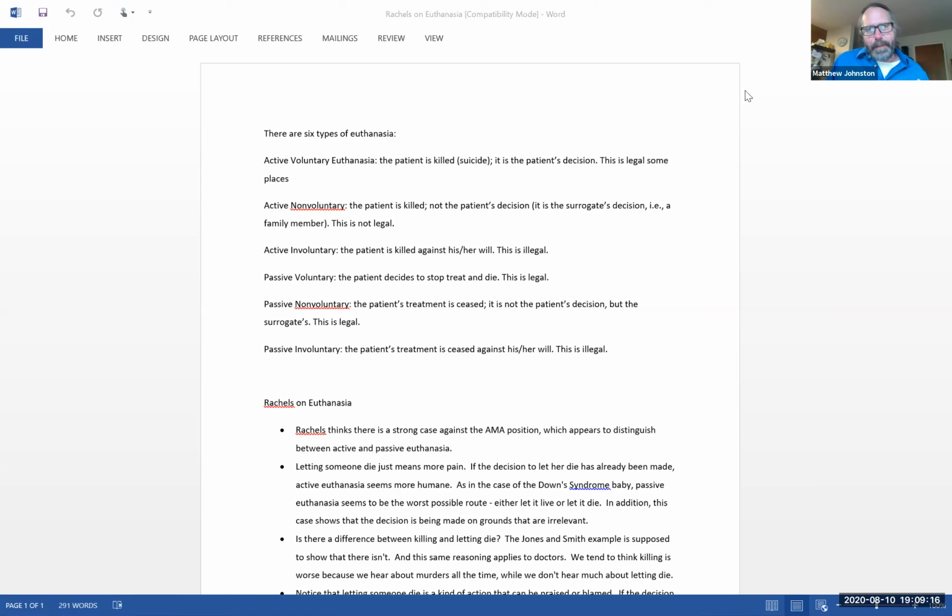Now, importantly, I need to point this out. The issue of active voluntary euthanasia is the most pressing issue in terms of legality, and probably the thing that we really want to address here in this discussion, because should this be legal or not? Now, it is suicide, so that may sound crazy, because can't you just kill yourself?